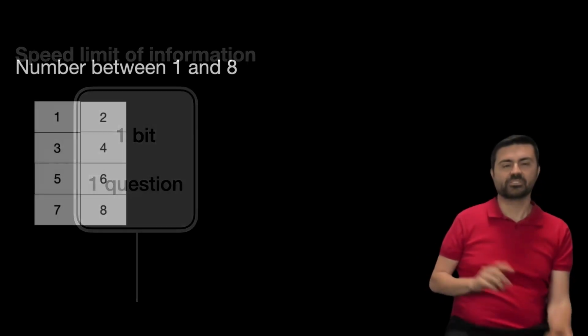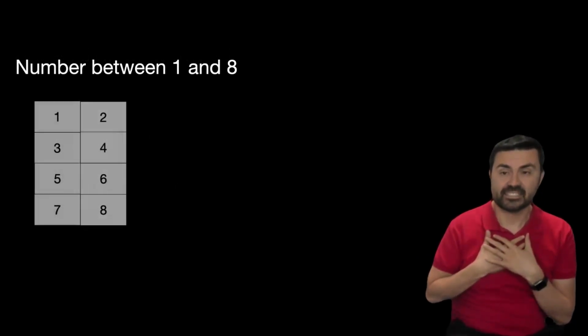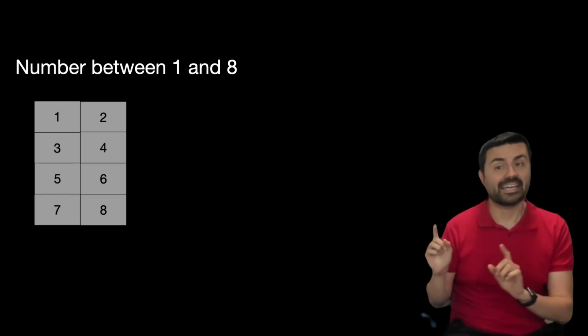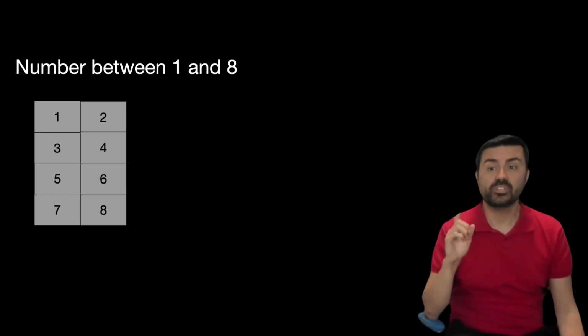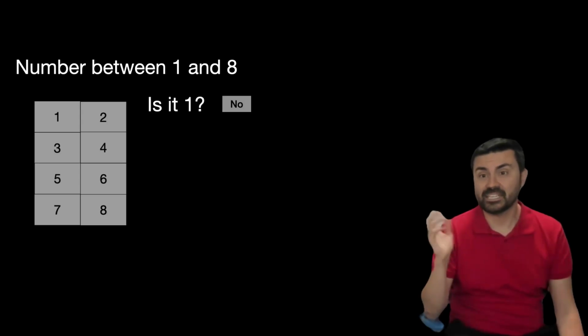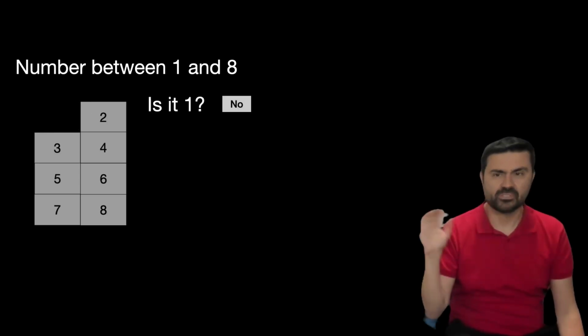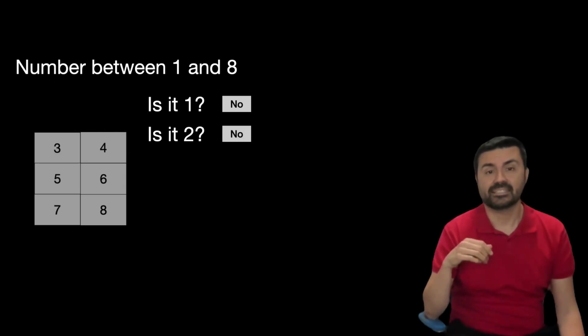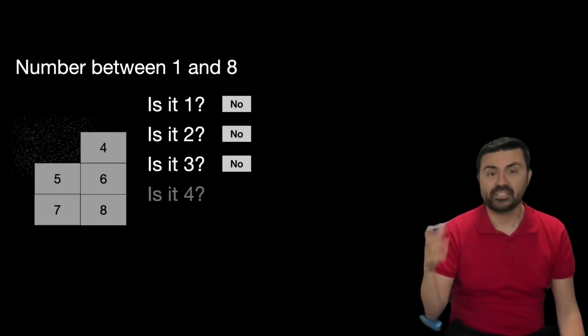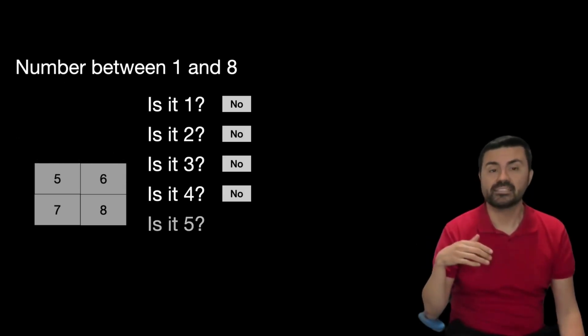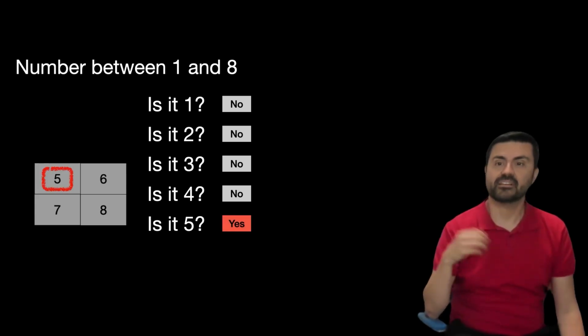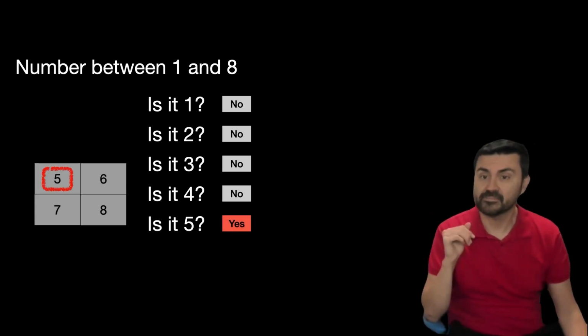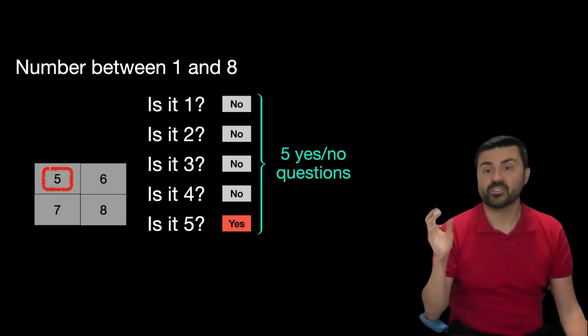Let's look at an example. So let's say that I have selected a number between 1 and 8, and you want to guess it using only yes/no questions. So you can start, for example, asking me if it's 1, and I say no. So you discard the 1, and then you ask, well, if it's 2, and I say no, so you discard the 2, and then you keep going with 3 and 4 until you say, is it 5? And it turns out I said yes, because it was 5. So you found it using 5 questions.